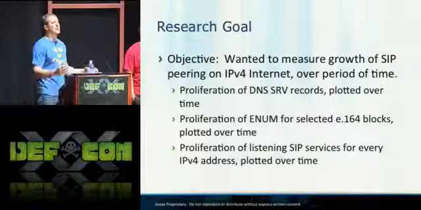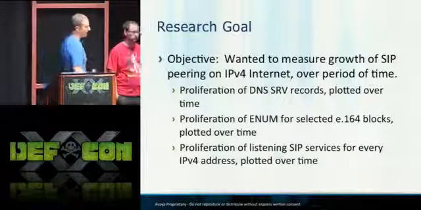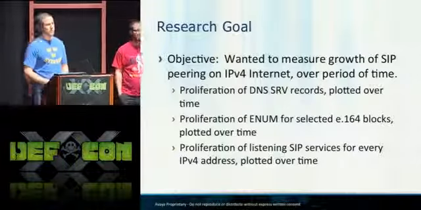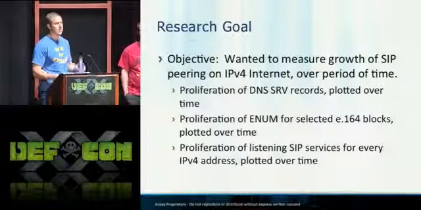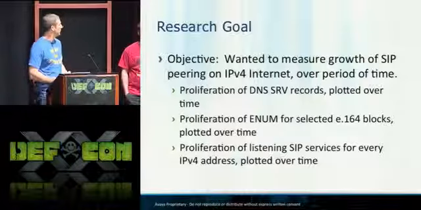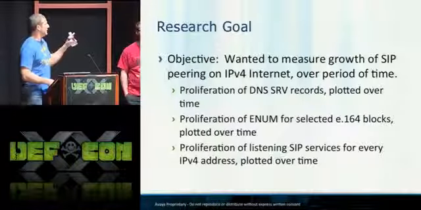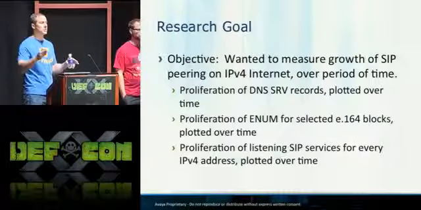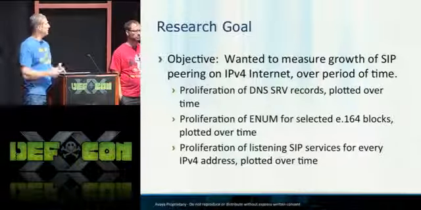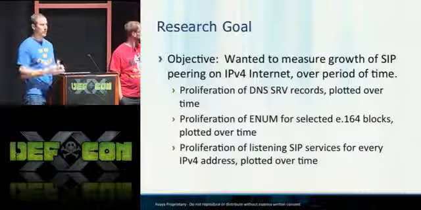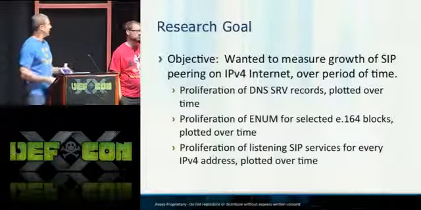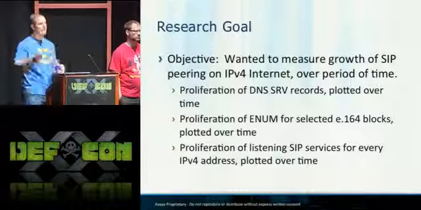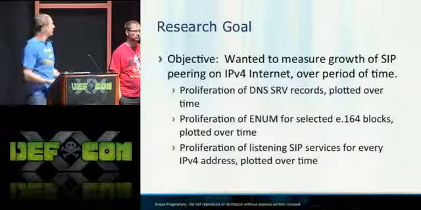So the first idea is Bill and I were out in another country doing a VoIP pen test for 4 weeks. So we ran out of time to do everything we wanted to do. But we want to look at the DNS SRV plotted over time, how it increases. We wanted to look at the proliferation of enum records on the public internet, and then we wanted to scan the internet for the number of listening SIP services.